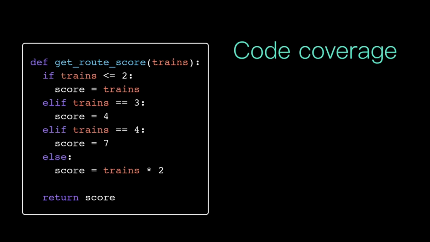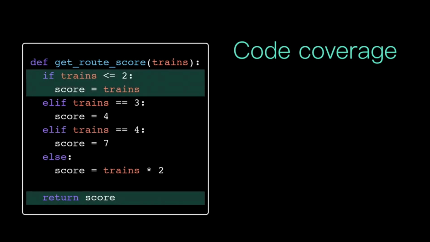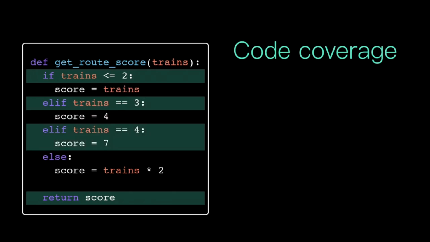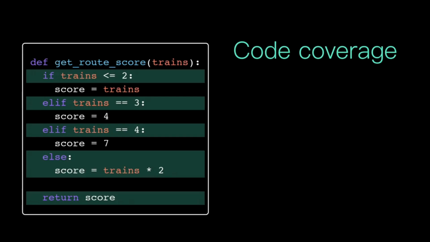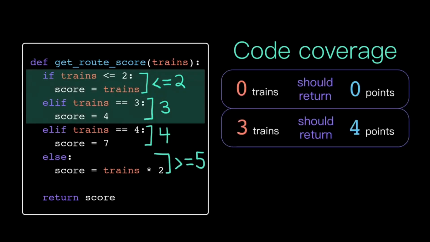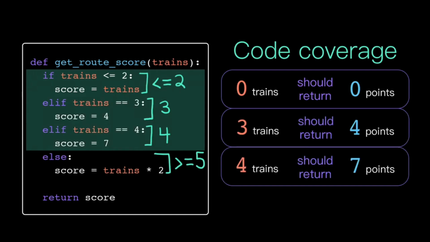As a whole, we want our test cases to execute every possible path of execution through the function. So we try and identify different classes of inputs and write a test case for each of those. For example, with our getRouteScore function, we would at least want a test case for each of these conditional branches. So our classes of inputs would be less than or equal to 2 trains, 3 trains, 4 trains, and greater than or equal to 5 trains. With those representative inputs, we've anticipated and proven out all the reasonable ways that someone might call our function.